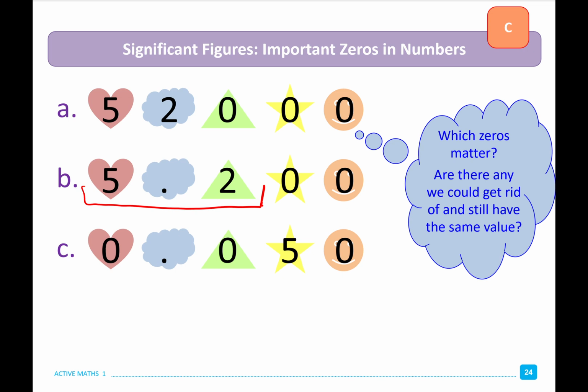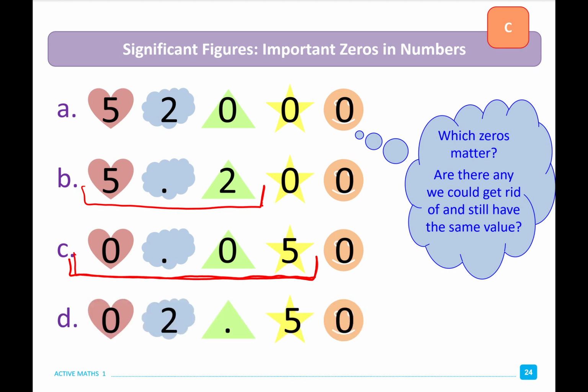In part C, we have 0.050. The zeros in front of the 5 are important as they tell you where your digit stands. The 0 after the 5 does not tell us any information, and therefore you can get rid of it.